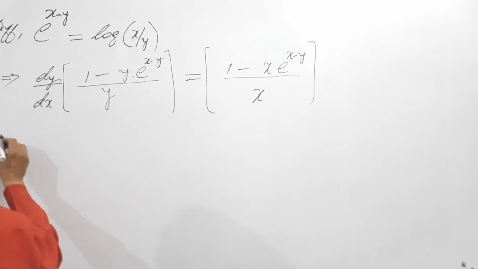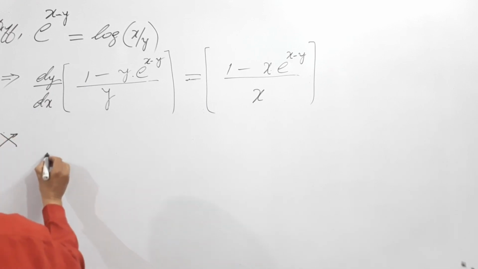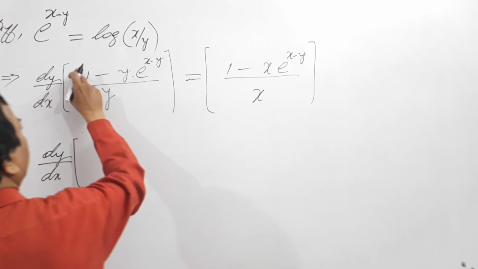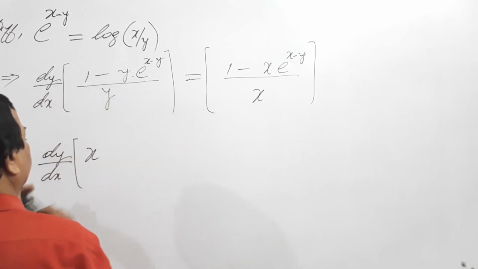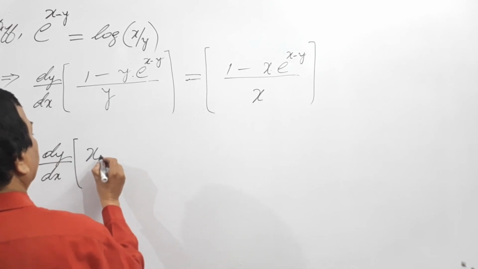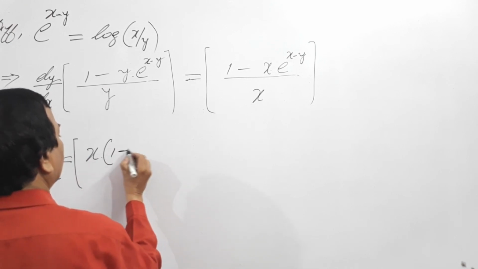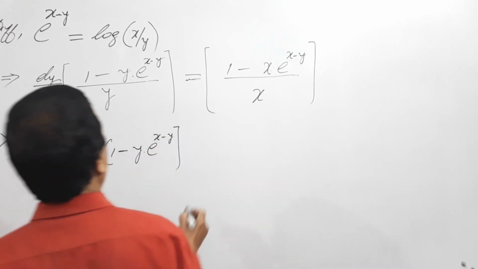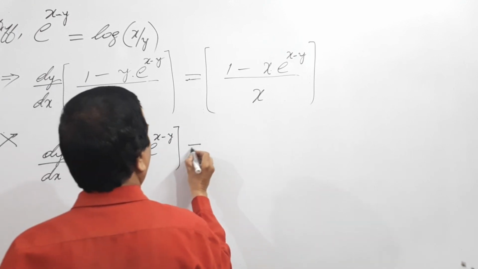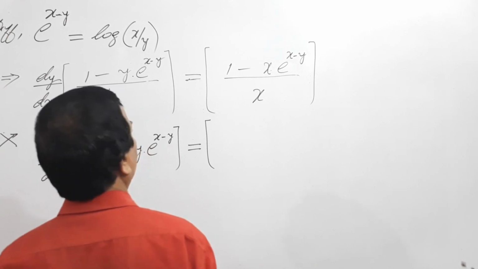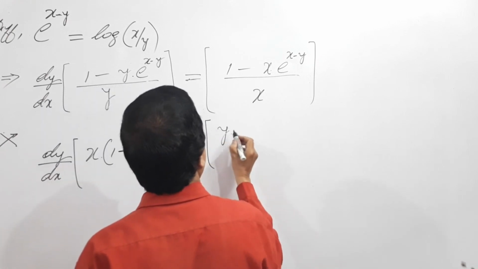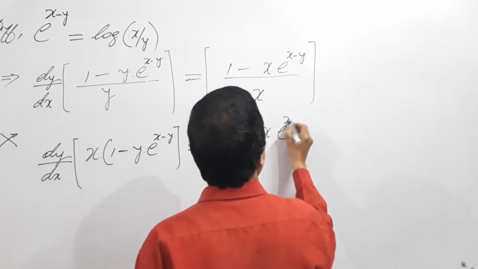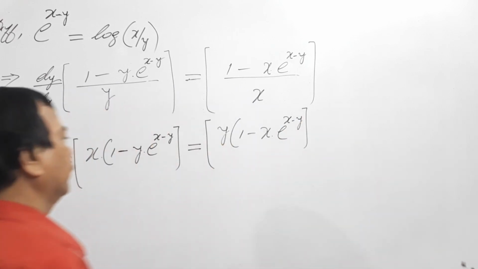So what I'll do, I'll cross multiply. dy by dx equals to, this x will go to the numerator, this becomes x into 1 minus y into e to the power of x minus y equals to, this becomes y into 1 minus x into e to the power of x minus y.